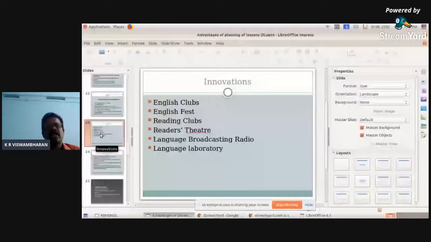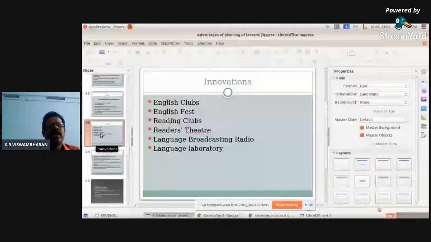Teacher associations can make use of this broadcasting radio, collaborating with the nearby school. The students can share their group speeches, etc. through their audio products through broadcasts. And language broadcasting radio will facilitate the speaking skills and performance skills of the students.